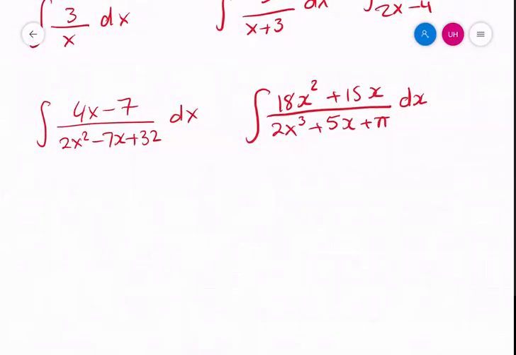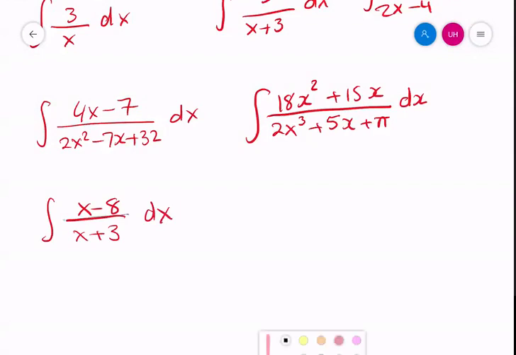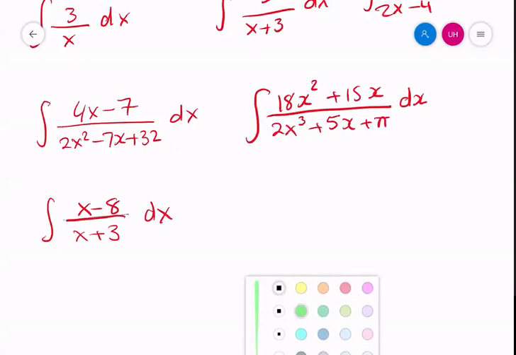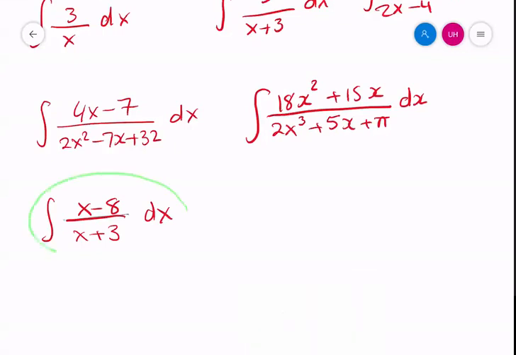There is another one here, x minus 8 over x plus 3 dx. Yeah, this is similar to the one we did. Well, they should be all similar to what we did anyway. Abdurrahman, this is similar to the one you asked me about. Was it Abdurrahman who asked? Anyway, so you can try these questions.